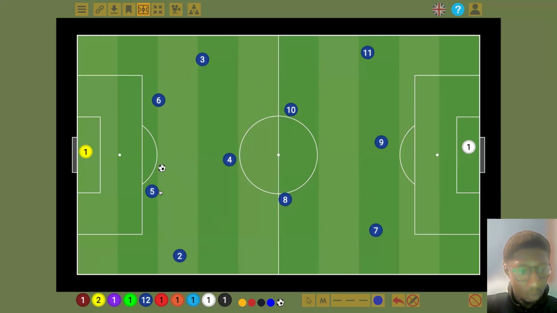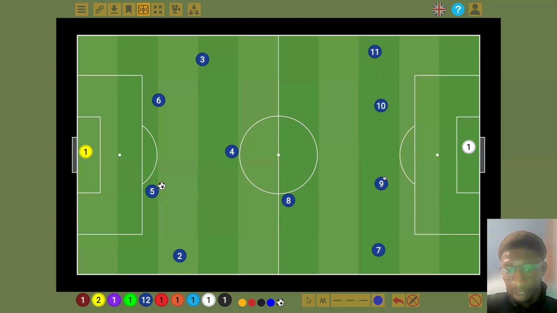Cool. So say the 5 has the ball. Essentially, what will then happen, if we work back to front, is the 10 will push up, and then you've got 1, 2, 3, 4, and then the 8 will also push up as well.